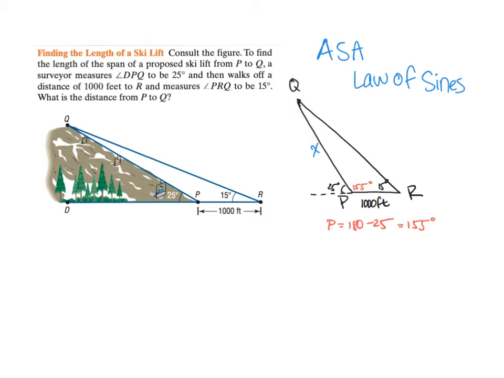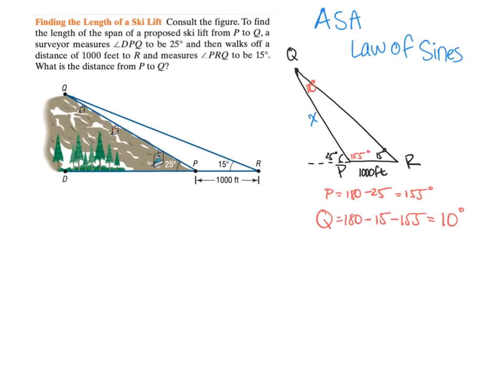To find my angle Q, I'm going to do 180 minus 15 minus 155, and I'm going to get 10 degrees. It didn't ask me to find this, but I am going to need some extra information in order to find what I need. So now we can have our proper setup.